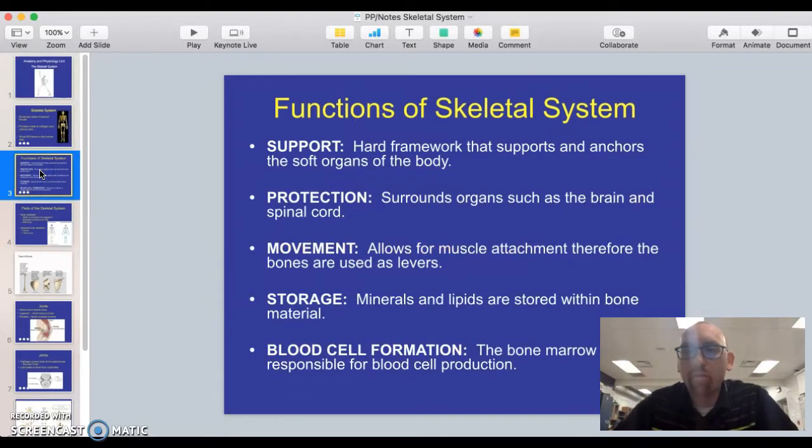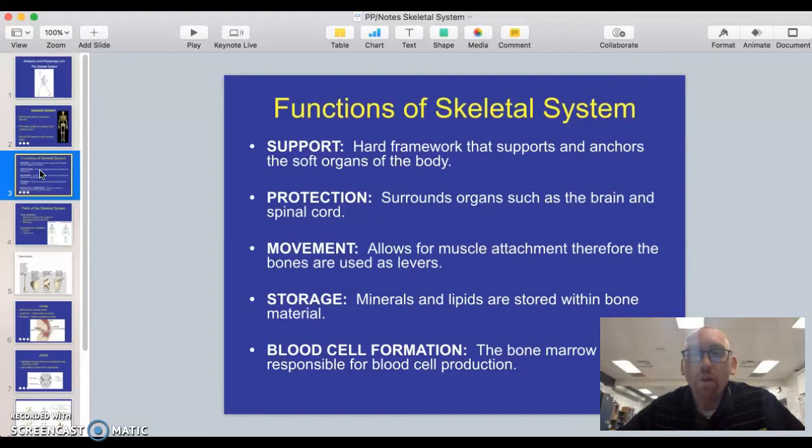All right, so let's look real quick at the functions. The overall function of your skeletal system, the first one, is to support. It's the hard framework that supports and anchors all your soft organs, your muscles, and stuff like that. Without the skeletal system, we would essentially be like big blobs, like jellyfish or the blobfish, if you've ever seen the blobfish.